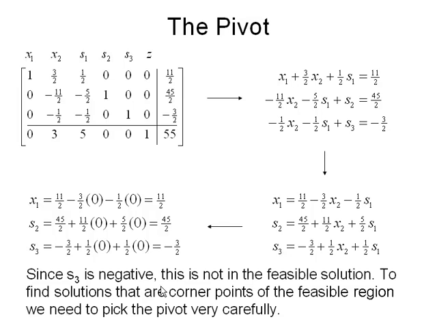Now we do have a problem though. Remember, when we put in our slack variables, we had to be adding a positive amount. And what we just found was that s sub 3 is equal to minus 3 halves. What that tells me is this is not a basic feasible solution. To find solutions that are corner points of the feasible region, we need to pick the pivot a little more carefully. I just can't say, I'm going to pick this particular entry to be the pivot. We have to pick it very, very carefully. And that's really what the simplex method has us do.